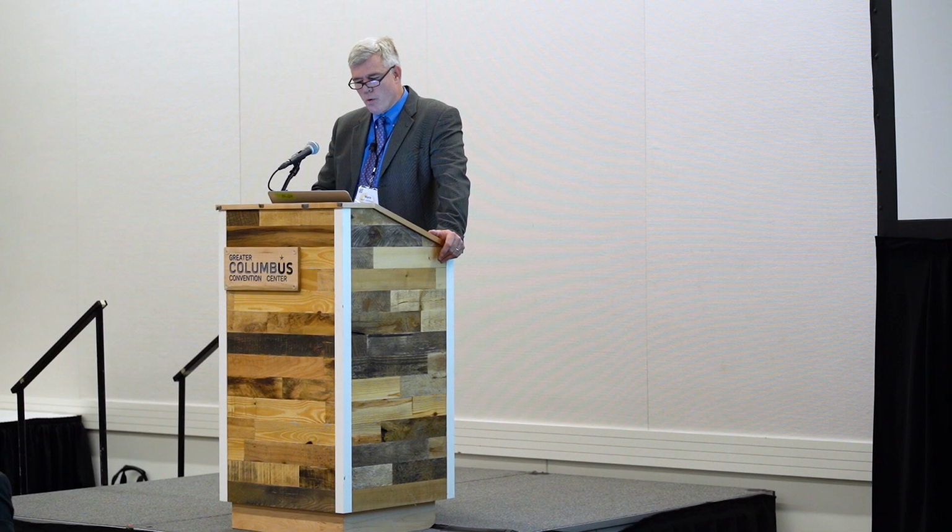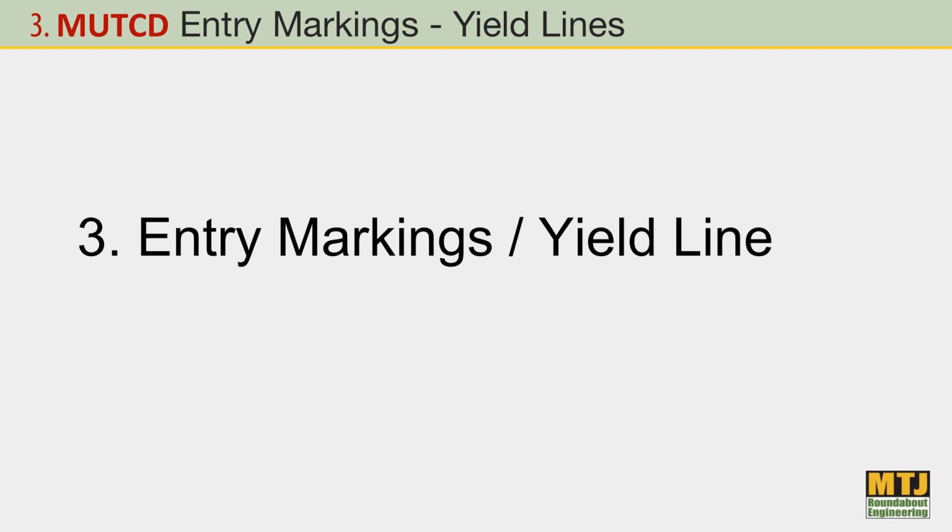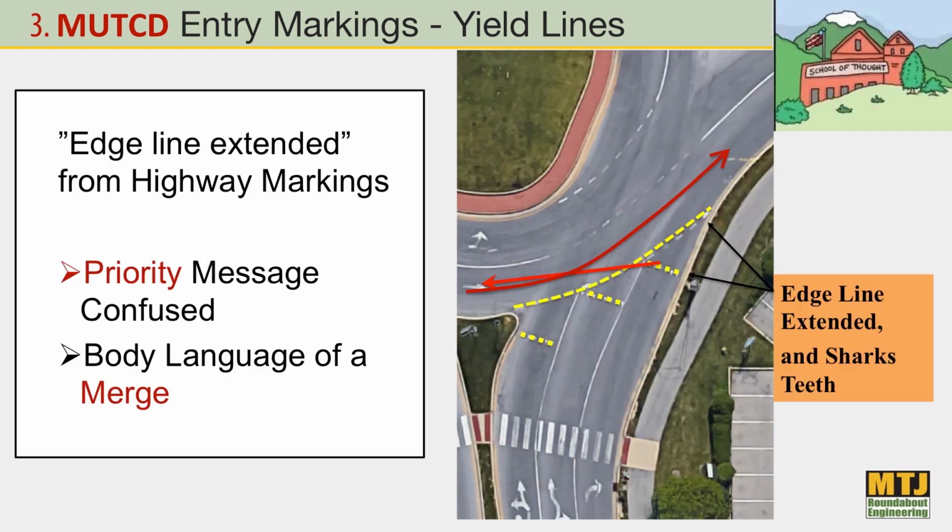Lastly, the markings and the yield line. So the edge line extension description in the MUTCD comes from highway and roadway engineering, edge line extended. Again, roundabouts aren't roadways necessarily. It's an intersection. We don't call a stop bar an edge line extended. It's a stop bar for the approach traffic. It's not for circulating traffic.